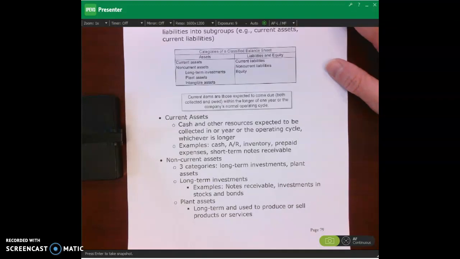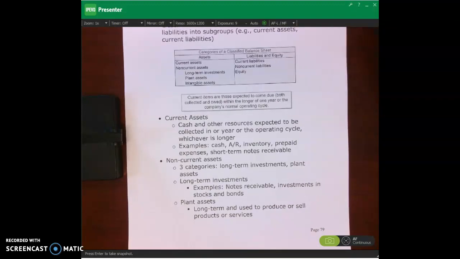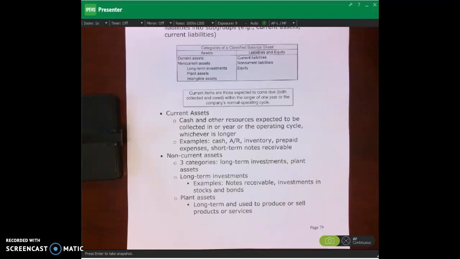Non-current assets have 3 subcategories. So assets are divided into 2 subgroups: current assets and non-current assets, and then non-current assets are further divided into long-term investments, plant assets, and intangible assets. Long-term investments include notes receivable, and if a company has some excess cash and wants to invest in a key supplier, for example, they could purchase the stock or bonds of that supplier. They could invest in another company.